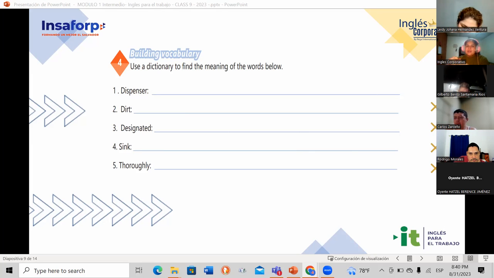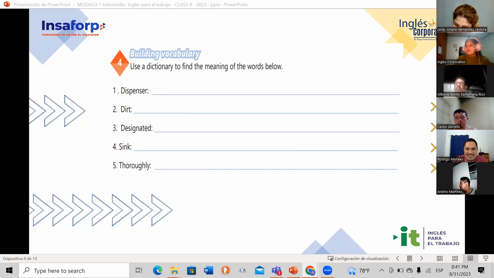Okay, ready? Rodrigo, the first one, please. Dispenser. For me, dispenser is a type of storage that dispatches things. What else? Well, I'm working in the rest, but dirt is something that is dirty. I don't know. Yes, dirt. Yes, that is dirty. Like it is not clean, right?